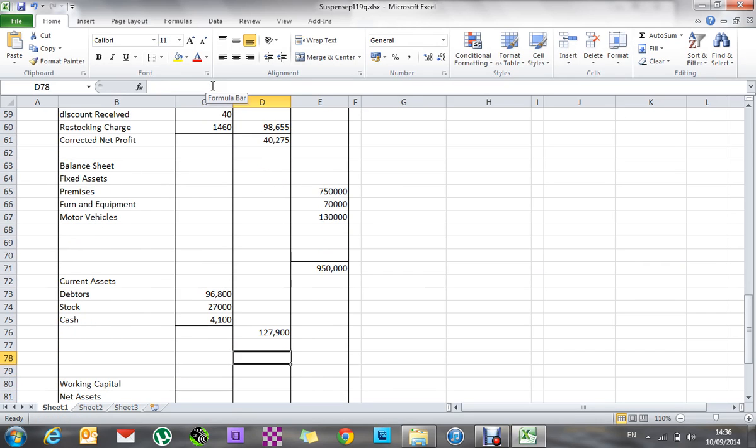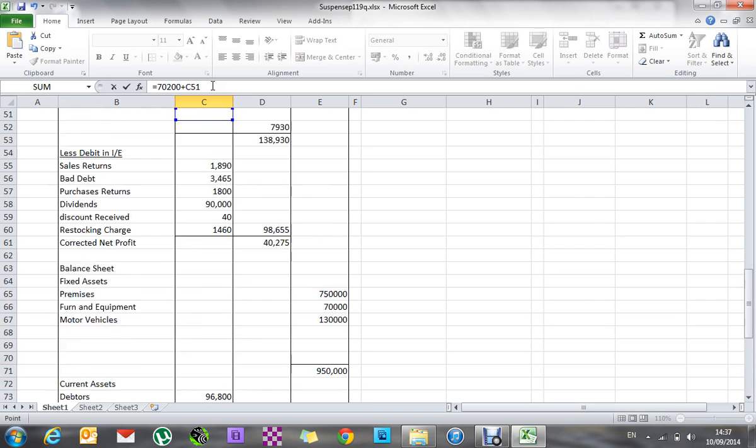So, current liabilities. The two that are listed are creditors and bank. Creditors is listed as 70,200. Now I know there's a couple of entries here, so I'm going to add on these.